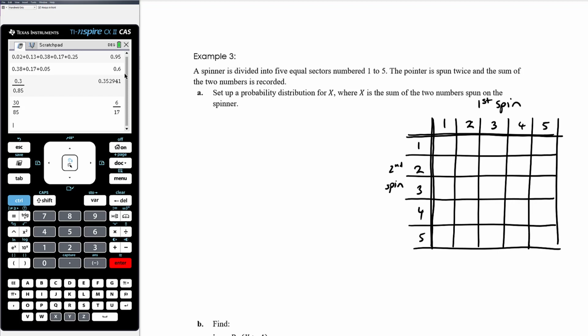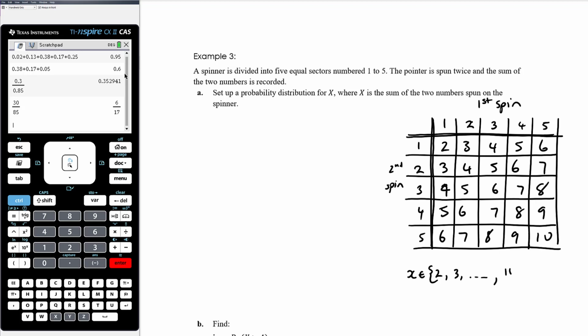Okay. And then we sum the two numbers when we spin twice. So if we get a 1 and a 1, the sum will be 2. If we get a 1 and a 2, the sum will be 3, etc. And so we fill out the table with the sums, so we can see what's happening. 4, 5, 6, 7, 8, 5, 6, 7, 8, 9, 6, 7, 8, 9, 10. Okay, so set up a probability distribution for x. So x is the sum of the two numbers spun on the spinner. So we can see really clearly here now what the outcomes for x are. X could be anything from 2 all the way up to 10.